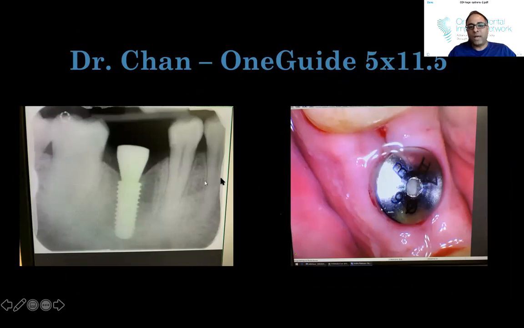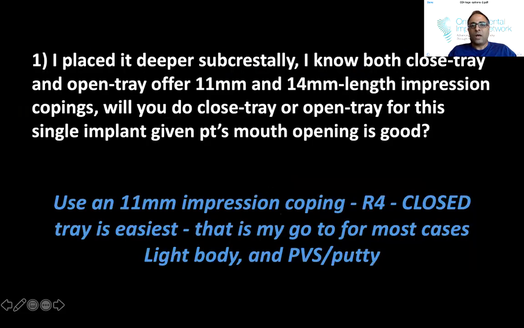But he had placed an implant, well placed, I think it was a guided surgery using the one guide. And as a result, he just asked, because he placed the implant subcrestal, which is what we want, what open tray or closed tray impression should we be using? And for me, my go-to really is a closed tray impression for something like that.